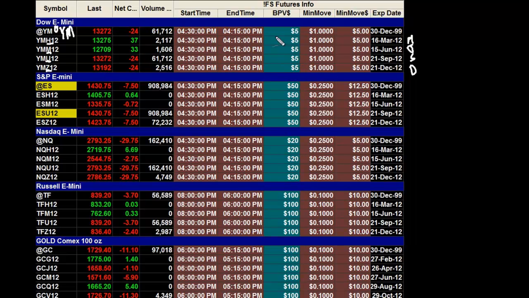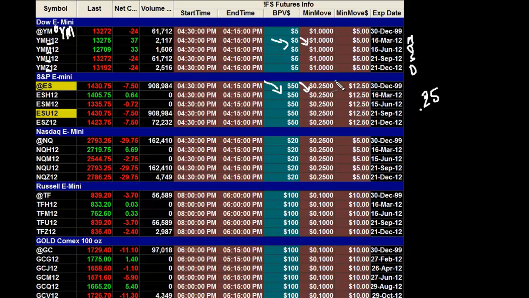Now here's the important thing. A minimum move on the Dow is going to be worth $5, and a minimum move is 1 tick. Now if you go down here to the ES, you can see a minimum move would be a quarter point increment, 25 cents, and a minimum point is going to be worth $50.